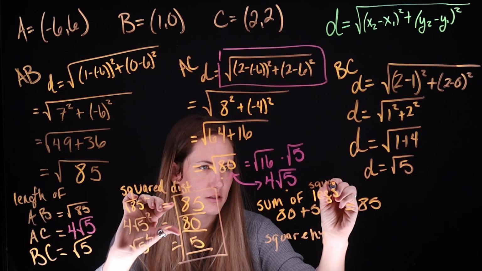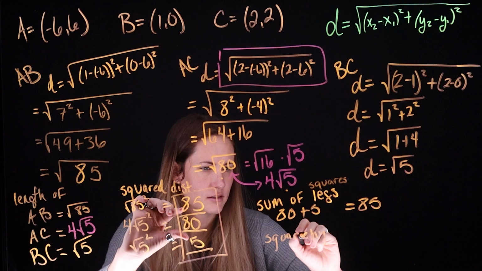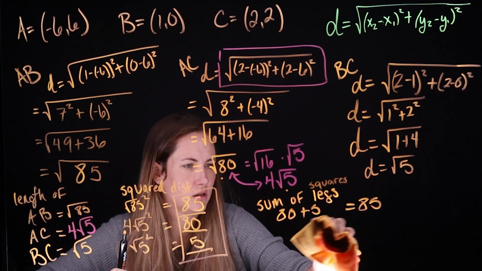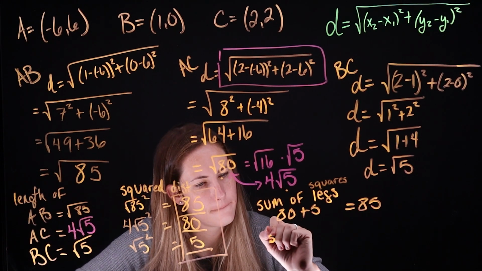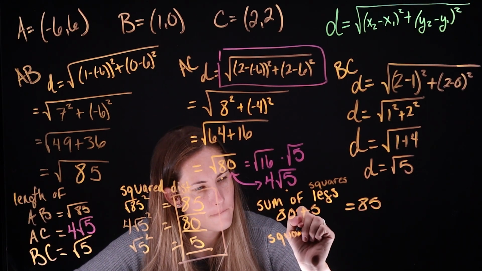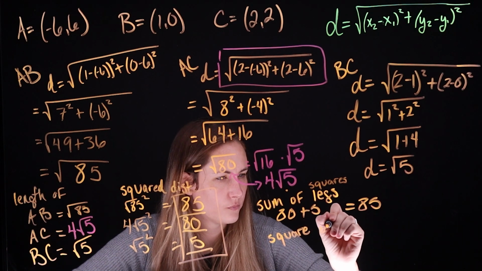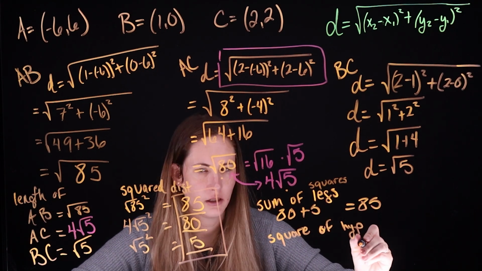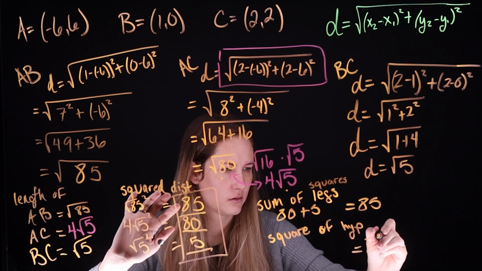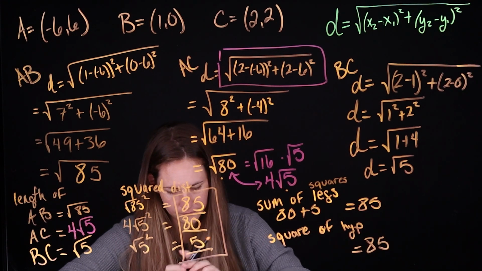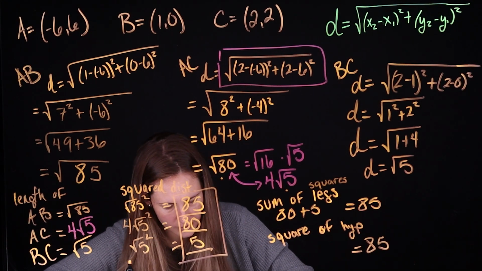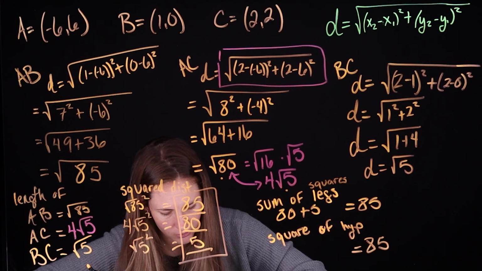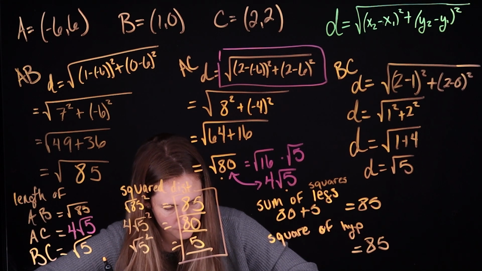I'm going to put squares here. Sum of the squares of the legs. Sum, and this is the square of the hypotenuse right here. And that's just going to be 85. So right there, that's the whole thing they wanted us to do. By proving that these two are equal, we have proved that this is in fact a right triangle.